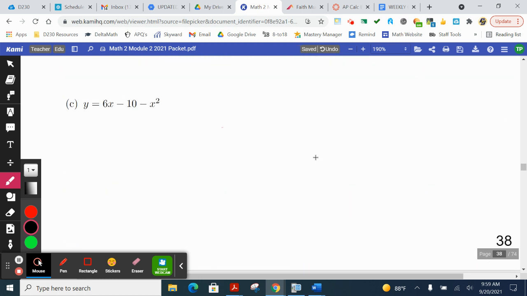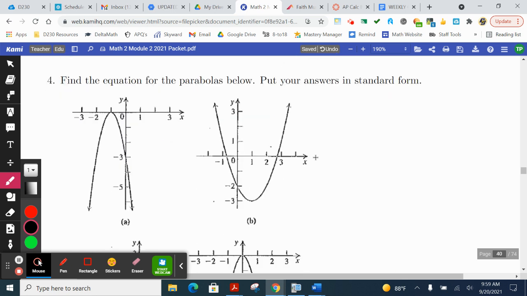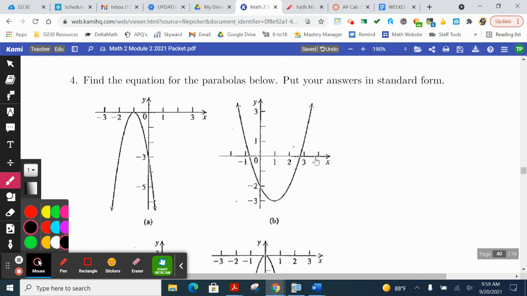Okay, then skip along here. Go to number 4 where you have a series of things because it's the exact same set of problems. It says find the equation of the parabolas below. Cross this out here. So when it says put your answers in standard form, I don't think I'd make you do all of this in once. We're still going to just put it into vertex form right now. We don't need to go too crazy with this.